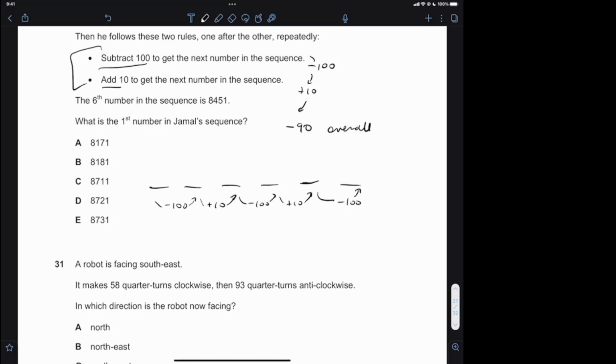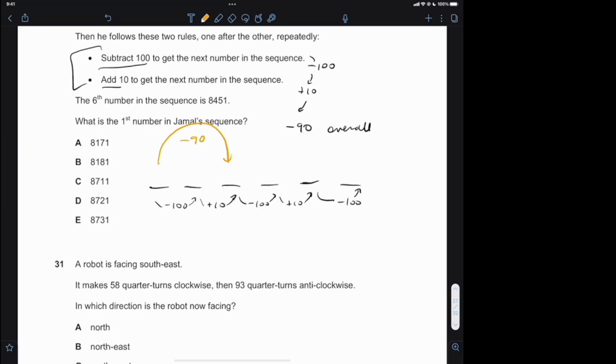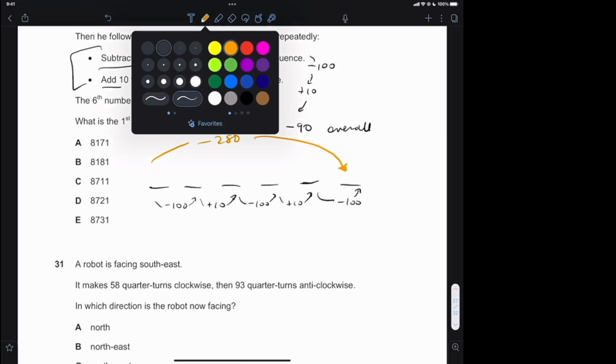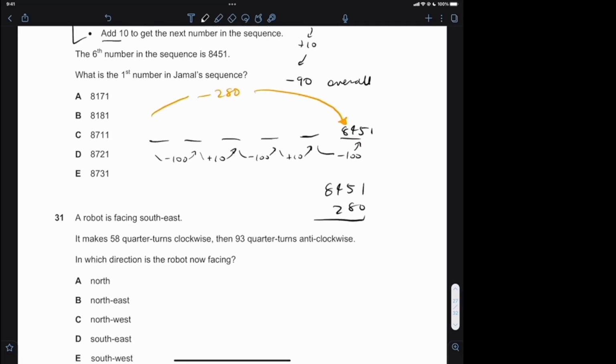From this number to this number, you've actually just minus 90. From this number to this number, you've overall minus 180. So let's redraw our arrow. We've minus 180, and then we've minus another 100. So you're basically minusing 280 to get to the very end. Now, if the 6th number, we're told, is 8,451, and we're 280 minused away from the top number, we can just add back on that 280, and we can see what our starting number would have been.